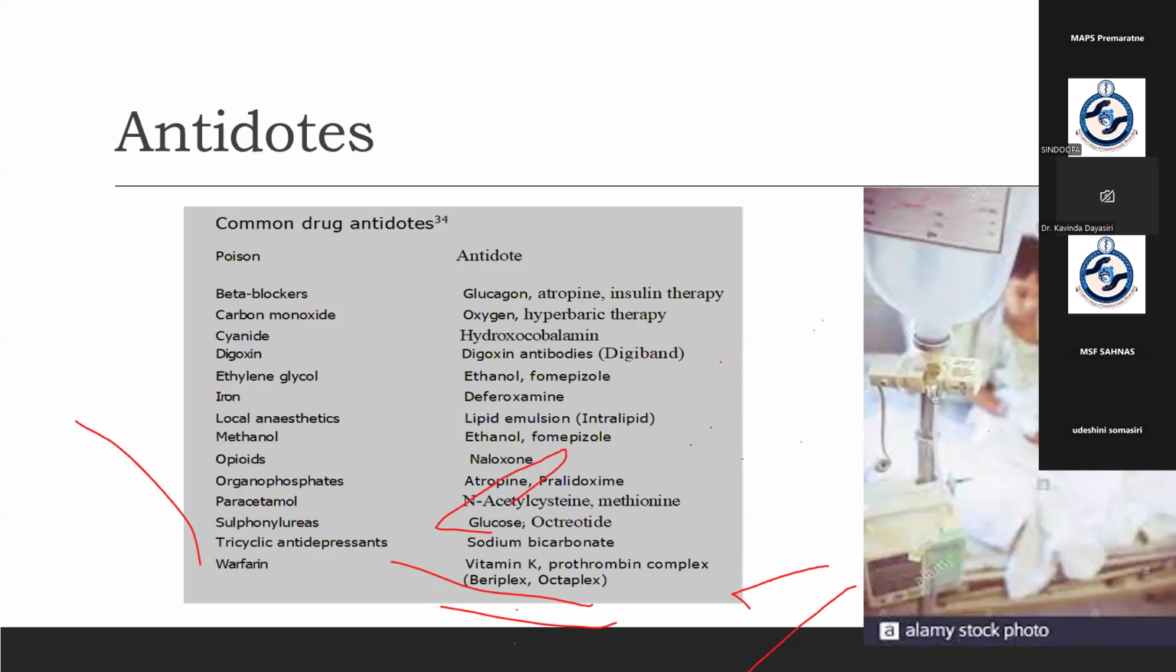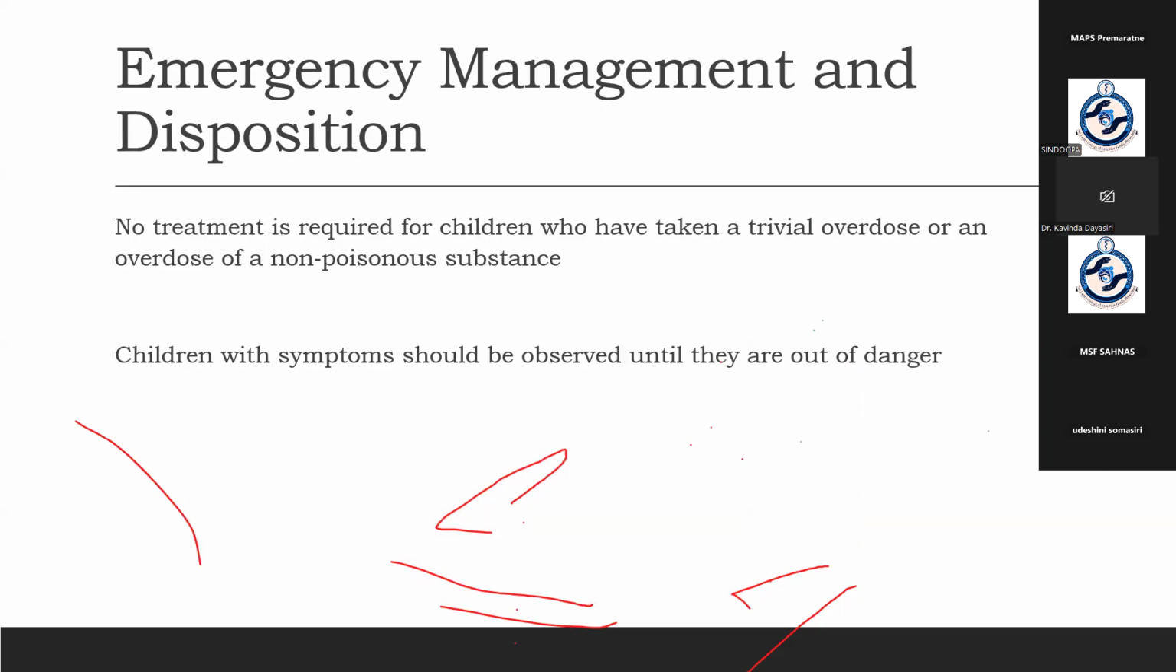Cyanide, not very common, but hydroxocobalamin is the antidote. Digoxin, Digibind. Then ethylene glycol, ethanol. Iron, desferrioxamine. Methanol, ethanol. Then opioids, naloxone. Organophosphates, atropine and pralidoxime. Paracetamol, N-acetylcysteine and methionine. Then sulfonylureas, octreotide. Tricyclic antidepressants, sodium bicarbonate. So know that there are certain antidotes available in tertiary centers for specific management of this group of children.